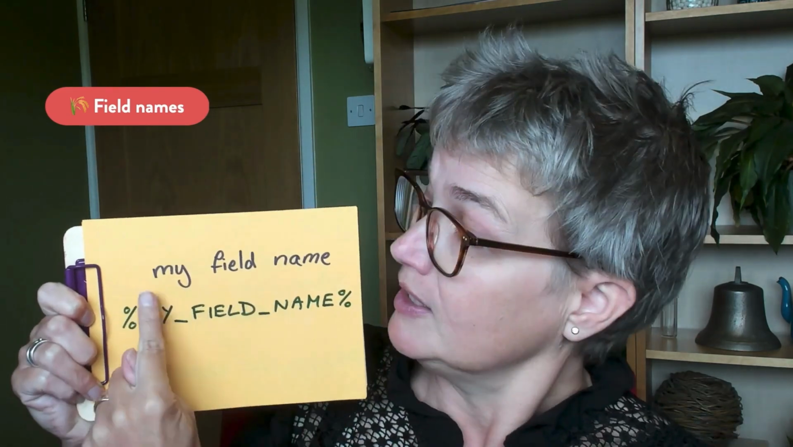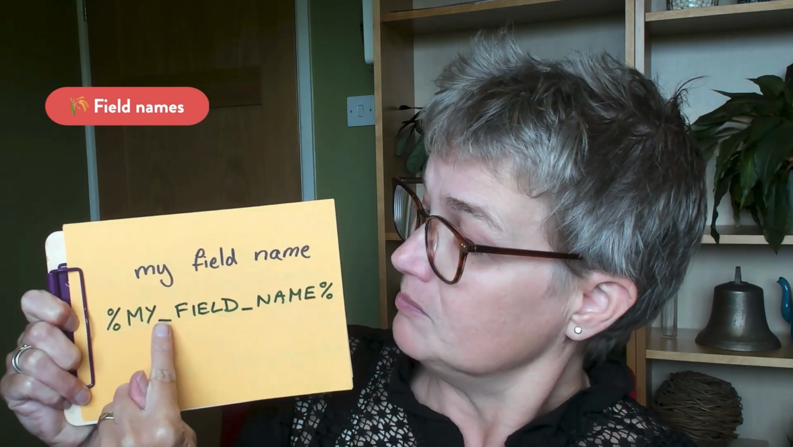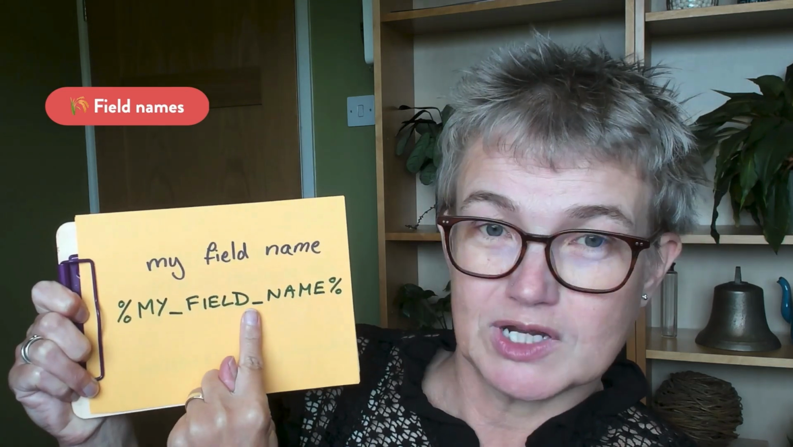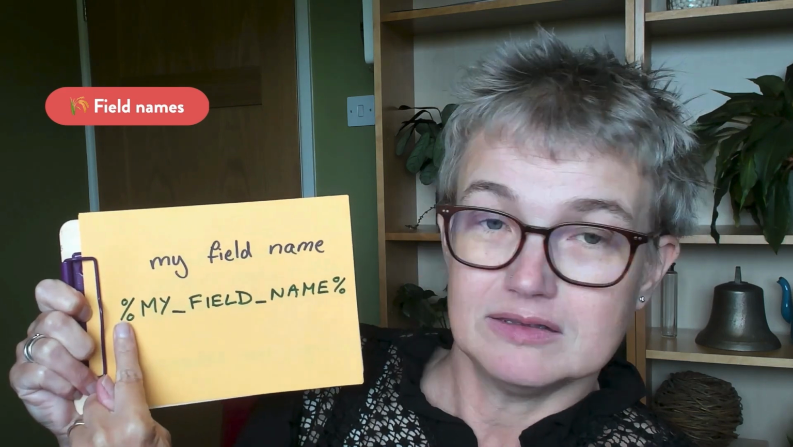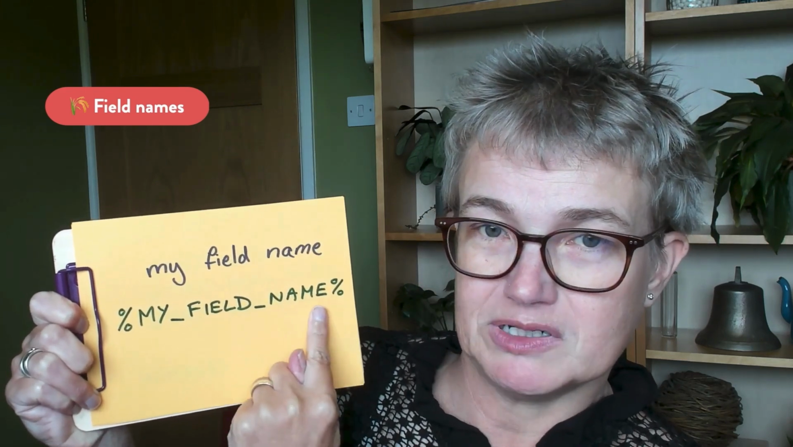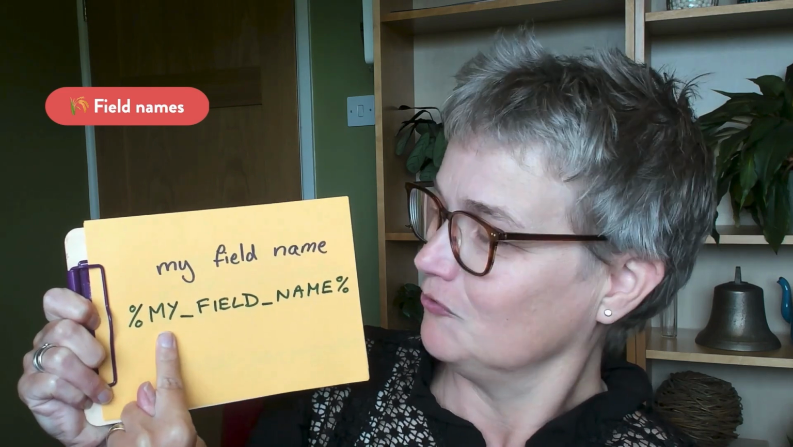But the field name itself needs to be much shorter than that. Here's what ActiveCampaign does when you create a new field. It takes the characters of your field name and puts in between them these little underscore characters and uses capital letters to make this thing here. This is called the personalization tag for the field name.